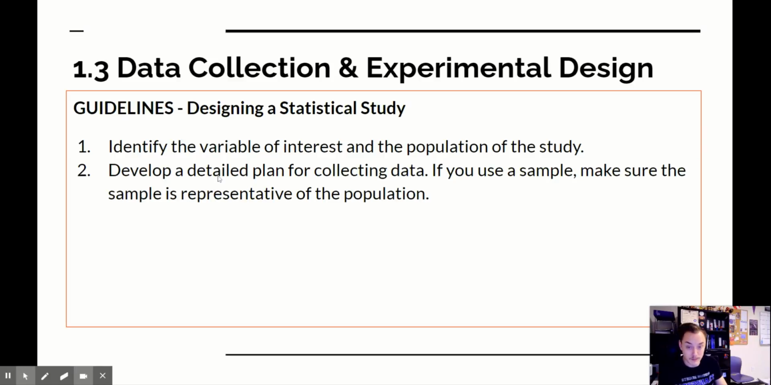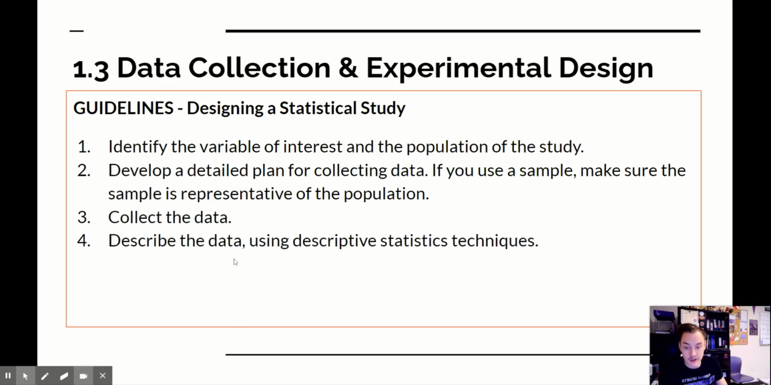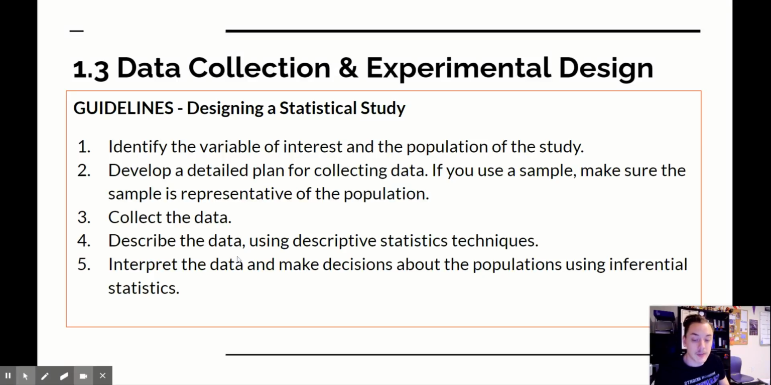Identify the variable of interest and develop a detailed plan for collecting data. If you use a sample, make sure that the sample is representative of the population. You're going to collect data, and then you're going to describe the data using descriptive statistics. Okay? Next, you're going to interpret the data and make decisions about the populations using inferential statistics, and then identify any possible errors.